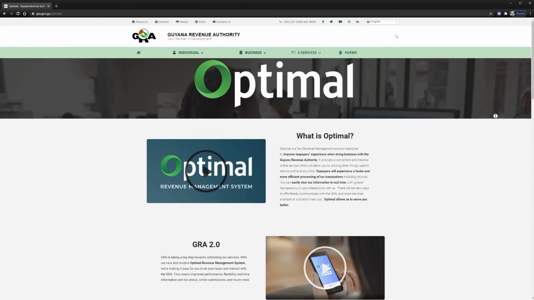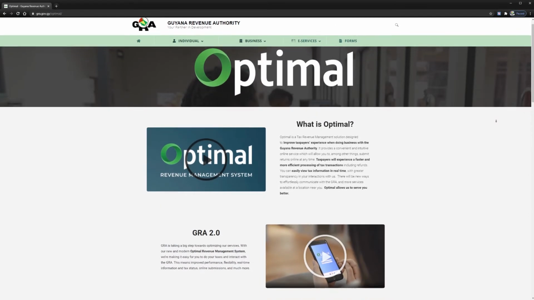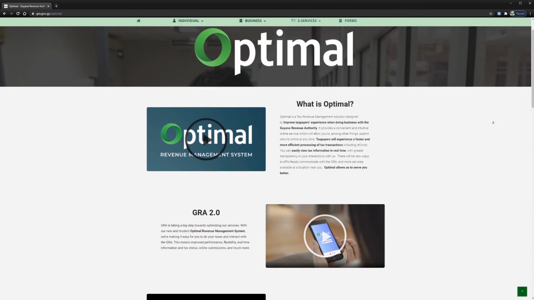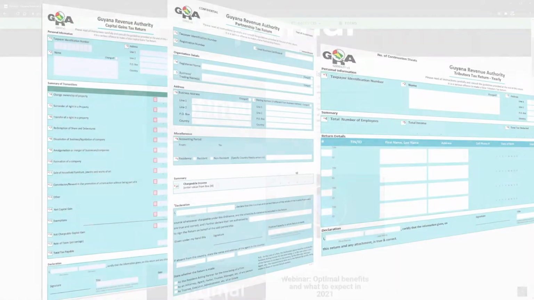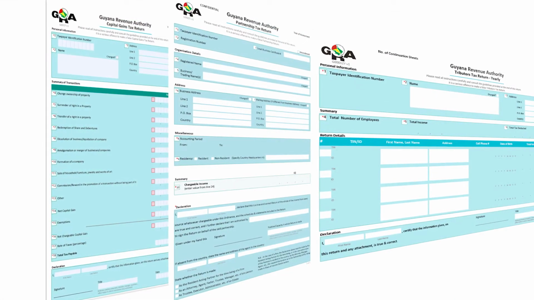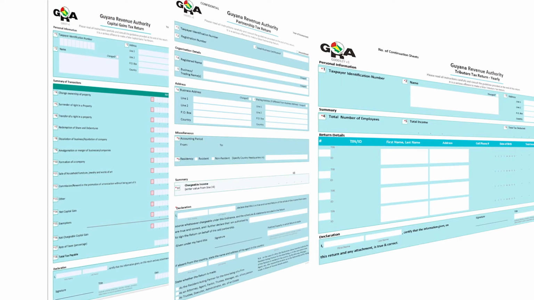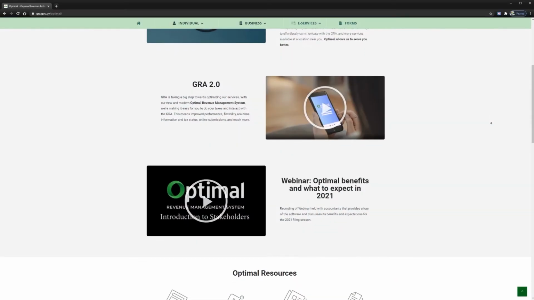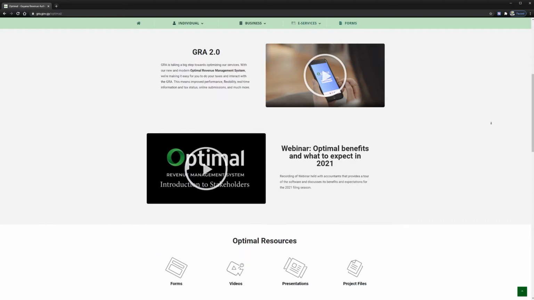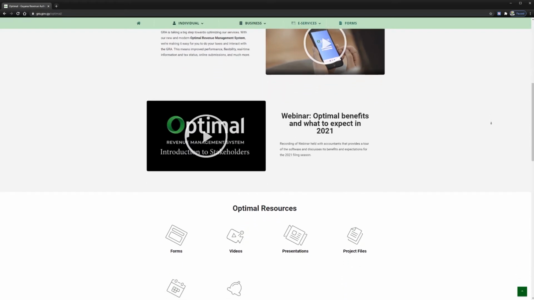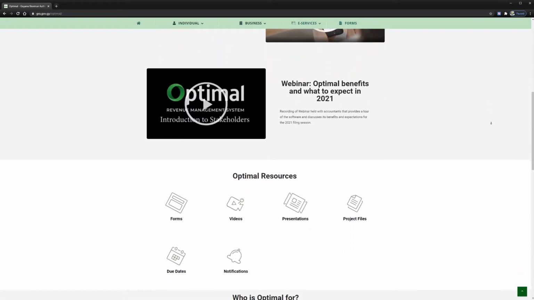As we move forward to implement the optimal revenue management system, a number of forms were reviewed to improve readability by simplifying the language and layout. These forms are now fit for purpose, whereas they are consistent with the updated laws and regulations. It will ease the internal administrative chores of the GRA.